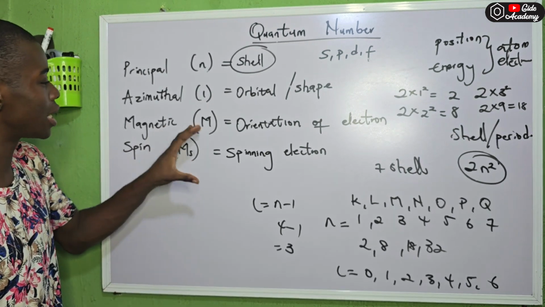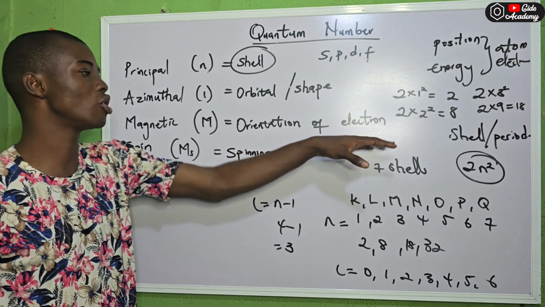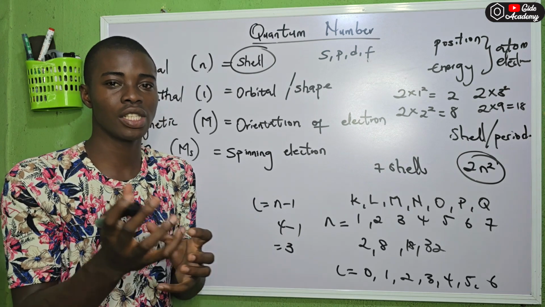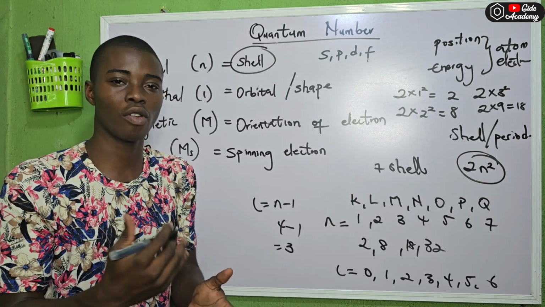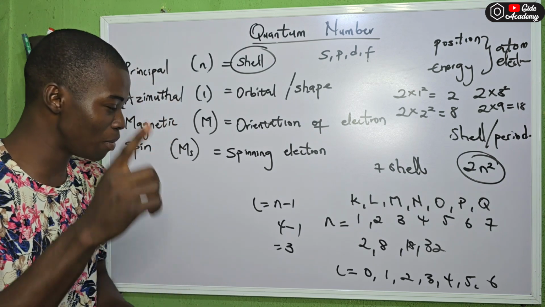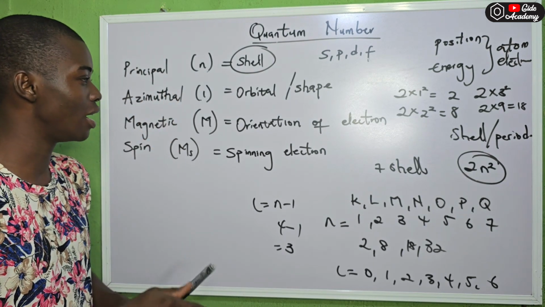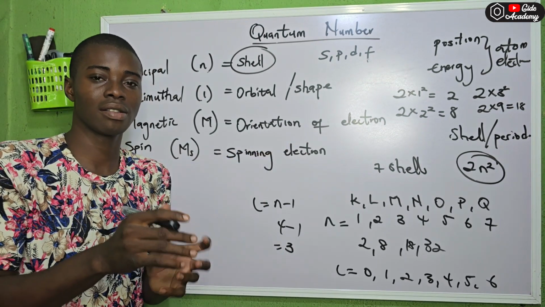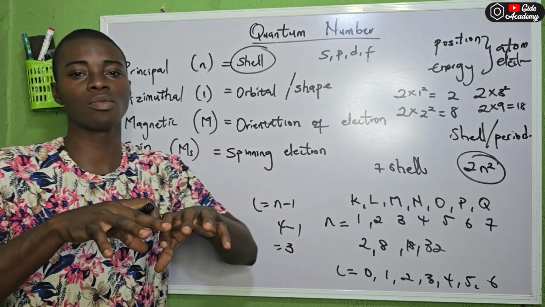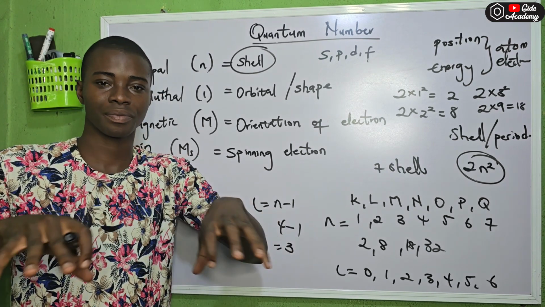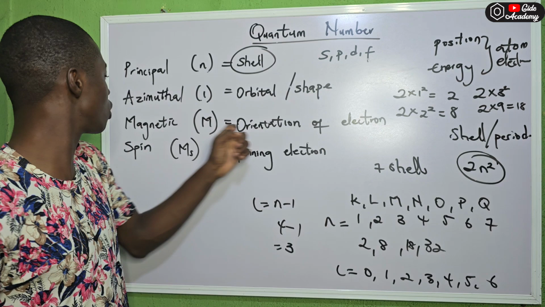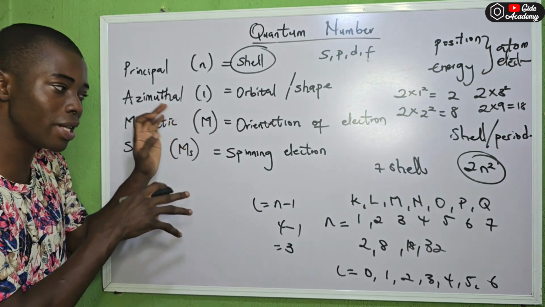Then the next one here is magnetic quantum number, which talks about orientation of electron. How electrons are arranged, their orientation. What kind of orientation do they have? In other words, I can say it talks about degeneracy, talking about sets of quantum numbers that have the same energy but different orientation in space. So that's what magnetic quantum number explains.